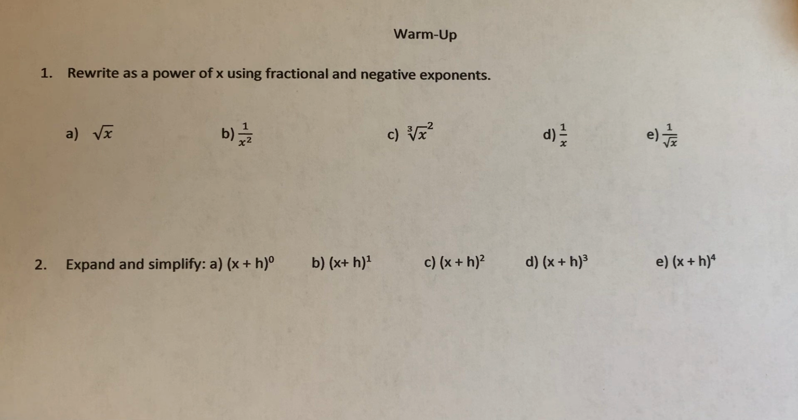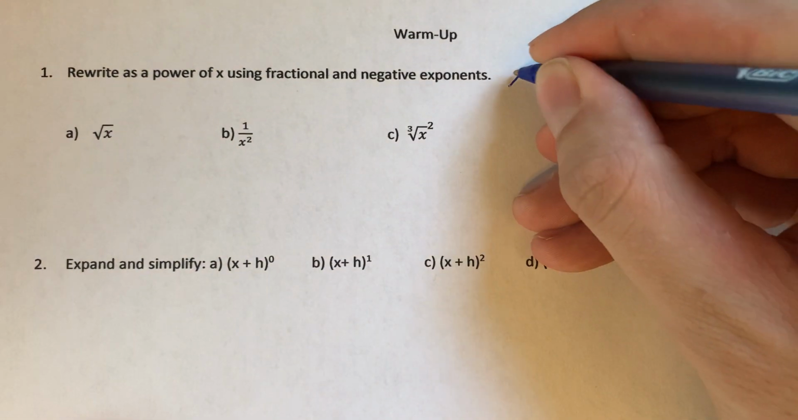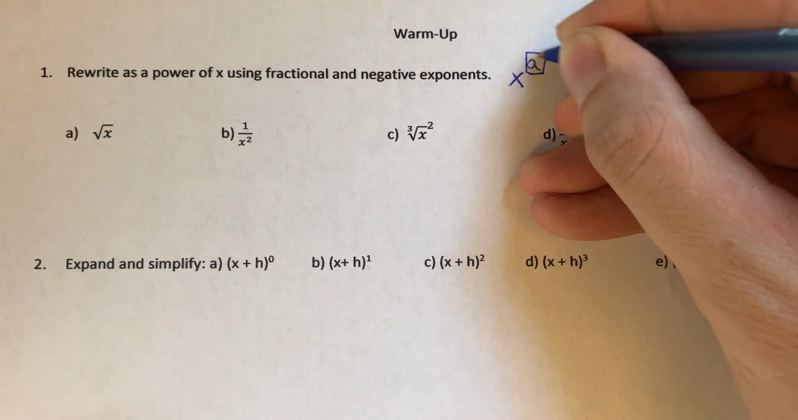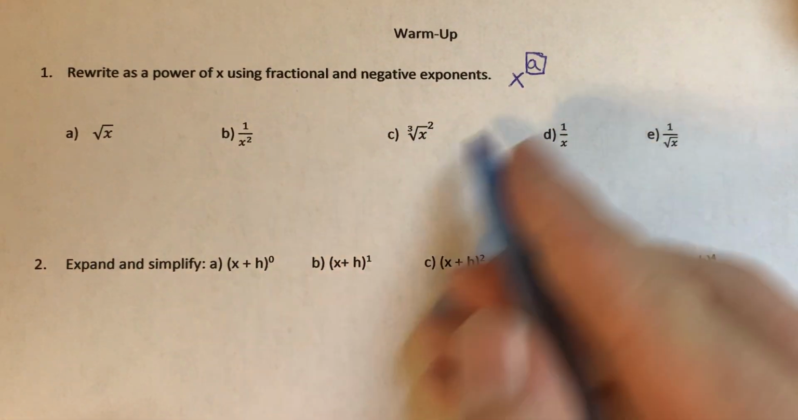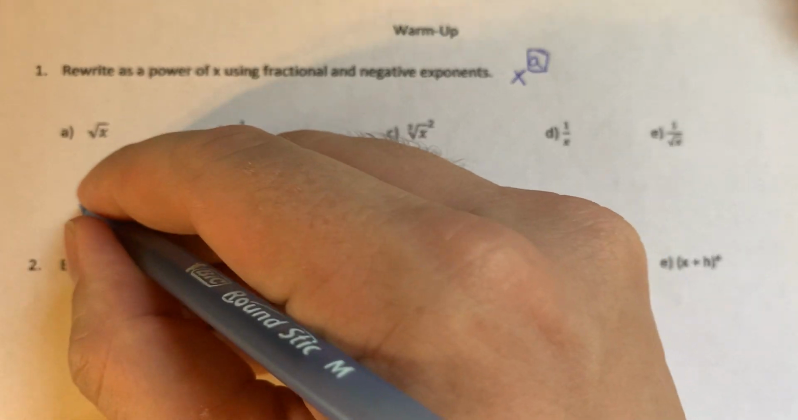So we're going to start out by making sure we all are on the same page with some skills. The first thing we're going to look at is making sure we understand fractional and negative exponents. So I want you to rewrite each one of these as x to the a. You're just rewriting it as x to some power, and you're figuring out what a is. So this is x to what power?